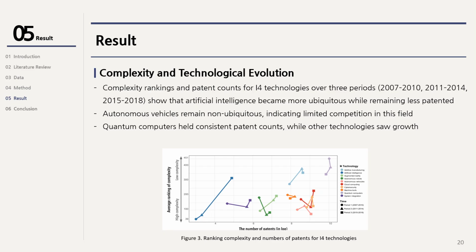Autonomous vehicles maintain positions in the upper right region with high complexity, indicating limited competition and significant entry barriers in this field. Quantum computer shows consistent patent counts over the period. This stability suggests that the technology is in a steady developmental phase without significant competition.